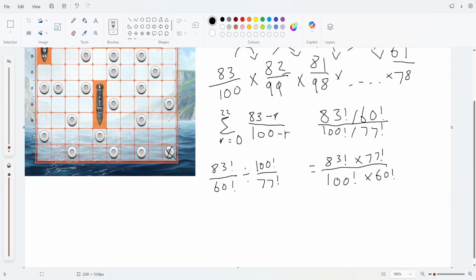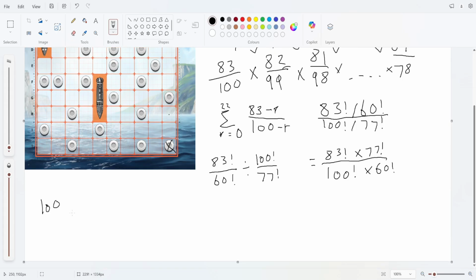So now I can start cancelling things out. As 100 factorial goes all the way from 100 down, I can basically cancel out all of the factors from 83 factorial. So I would be left with 100 times 99 times all the way to 84, because anything 83 or less gets cancelled out. So then this top is just going to be left with 77 factorial, and I've still got the 60 factorial left here. Then I'm going to cancel out the 60 factorial with the top one.